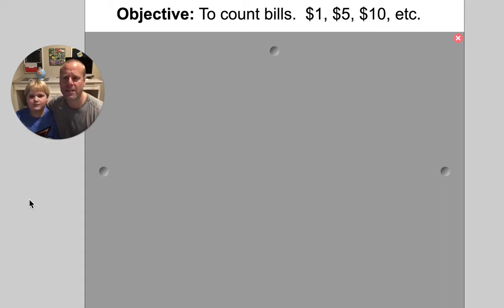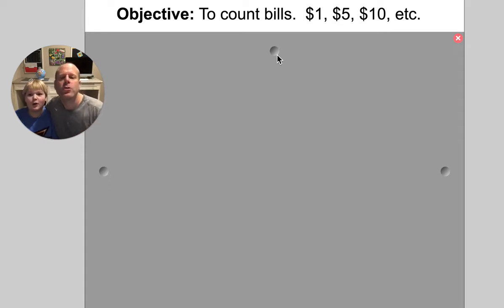And I thought to myself, count bills? That's like a third grade thing. She said, it's second grade. Today we are going to count ones, fives, and $10 bills, maybe more. All right, let's see what we are looking at.